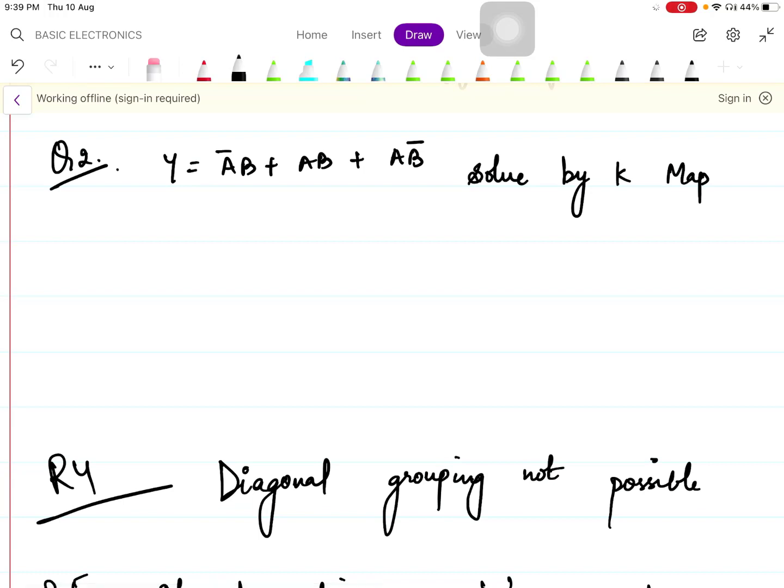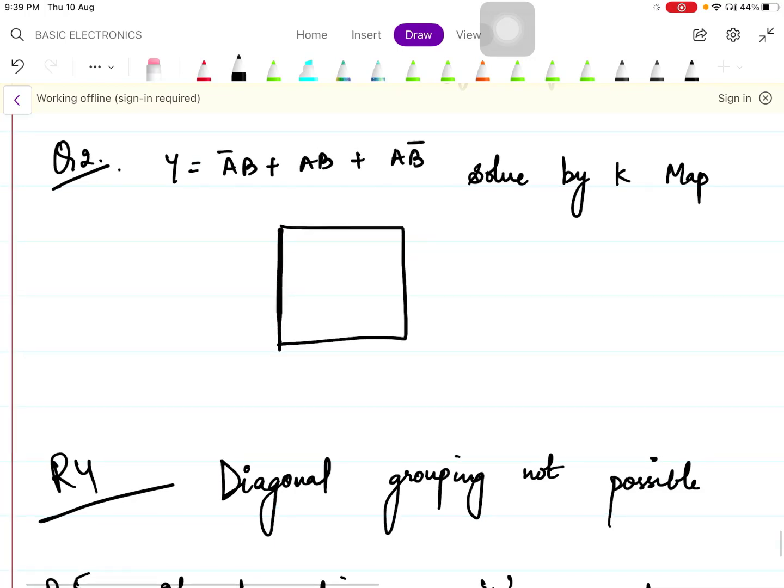In the next question, again the expression is given and you have to solve the expression by KMap. As you can see, there are two variables in the expression. So two variable KMap, let's draw it. 4 cells, AB, allot the values, number the cells. Now let us fill the ones. So A bar B means this particular cell. AB, A and B. So this cell. So let's fill one over here and AB bar. So AB bar is this cell. So now we are having three ones over here.